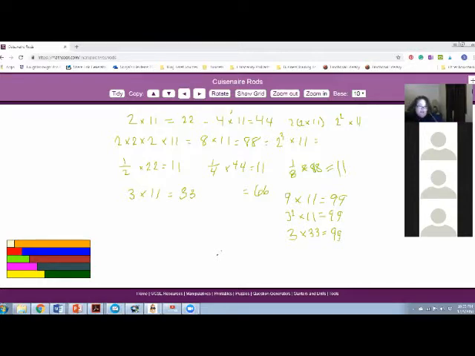So 2 times 3 times 11. I could have doubled this one, and I would have got 6 times 11 equals 66. Or I could have doubled 11, either one of those, and I would have had 3 times 22, and that would have also got me to 66.